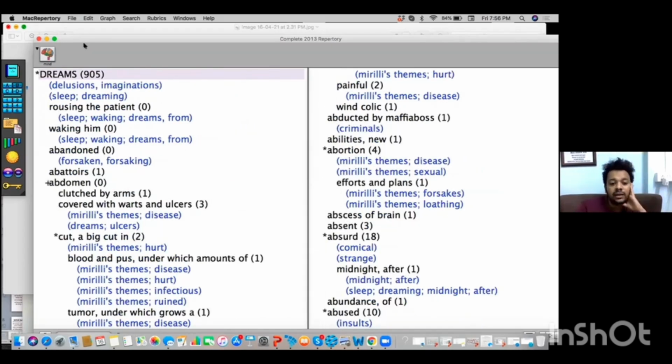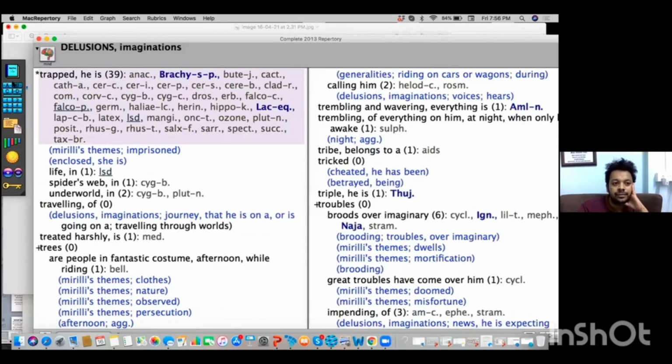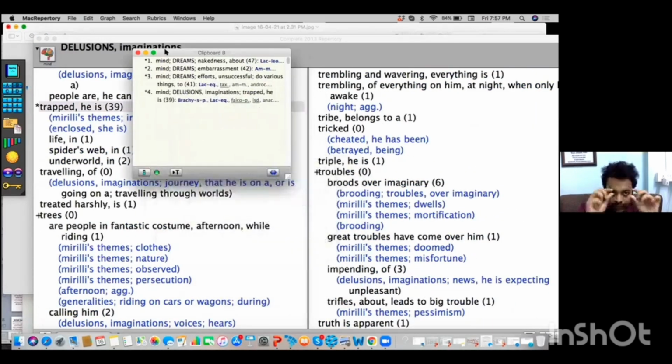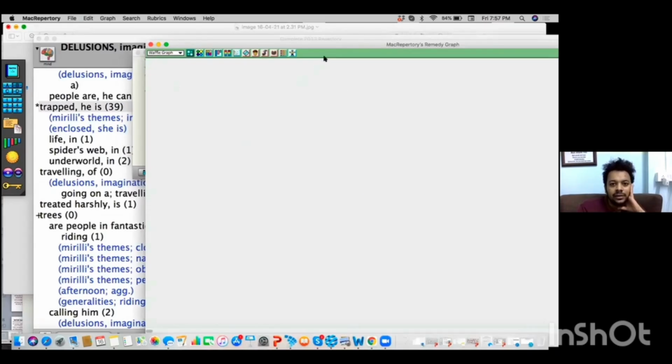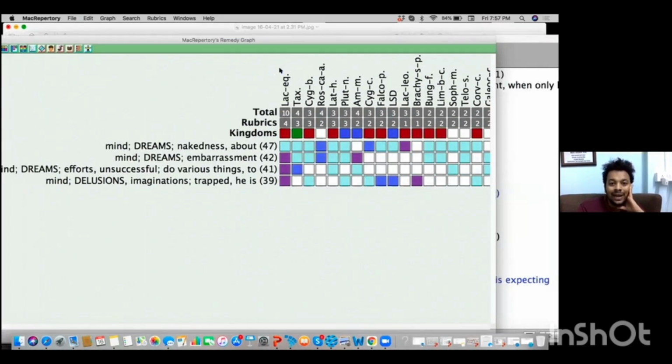And what happens because of that? She feels, what does she feel? She feels trapped. So what I did, I divided the dream into different components. Component one, that she feels naked. Component two, her feeling of embarrassment. Component three, she's trying to run, that is, in the dreams, efforts unsuccessful. And component four, I feel trapped. And then when I repertorized the case, it came out to be a very beautiful case of lac equinum. So beautiful, no? And the entire history then came out to be that of lac equinum.